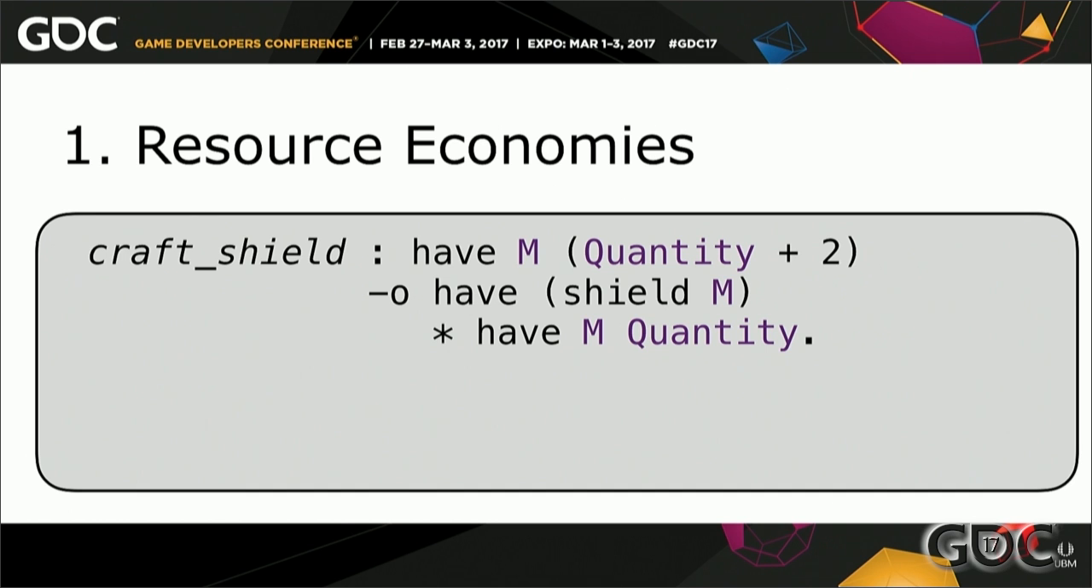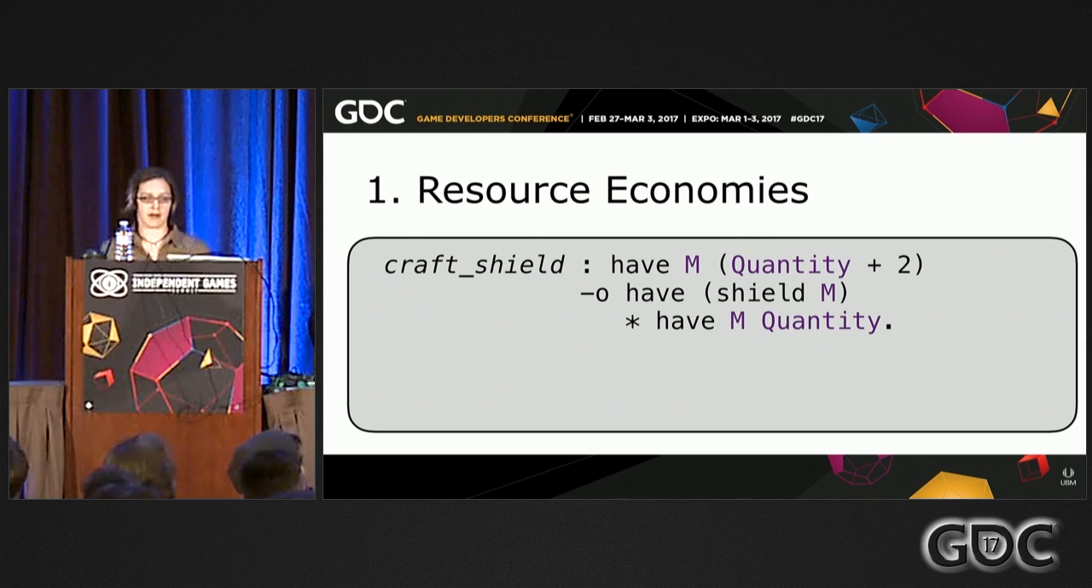The pieces of the world state you represent are things that the player has in their inventory, which is like this have predicate. And they can have, for example, a material M in some quantity, which is a quantity plus 2. This is a kind of pattern matching if you're used to that from another programming language. So what this rule does is it basically says if you have a material M in a quantity plus 2, you can replace that piece of world state with having a shield made out of that material and having M in a quantity that is 2 less than the quantity you started with.